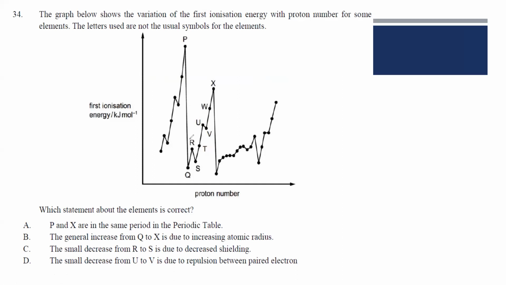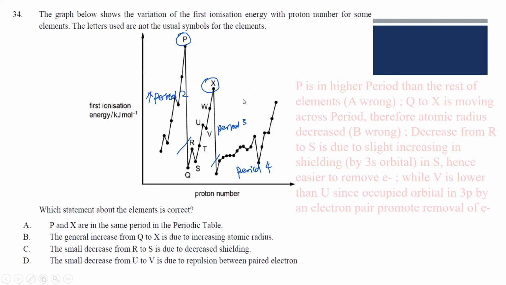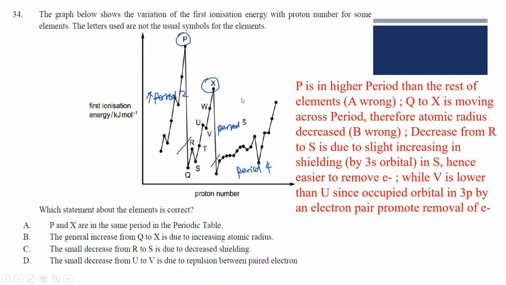From P to Q, this one is from a higher period. Let's say this is period 2, so this will be period 3, and then this will be period 4, let's say. So which statement is correct here? P and X are in the same group of the periodic table, which is true because they are at the peak here, so they are supposed to be from the same group. They are in the same group, not the same period. So A is wrong.